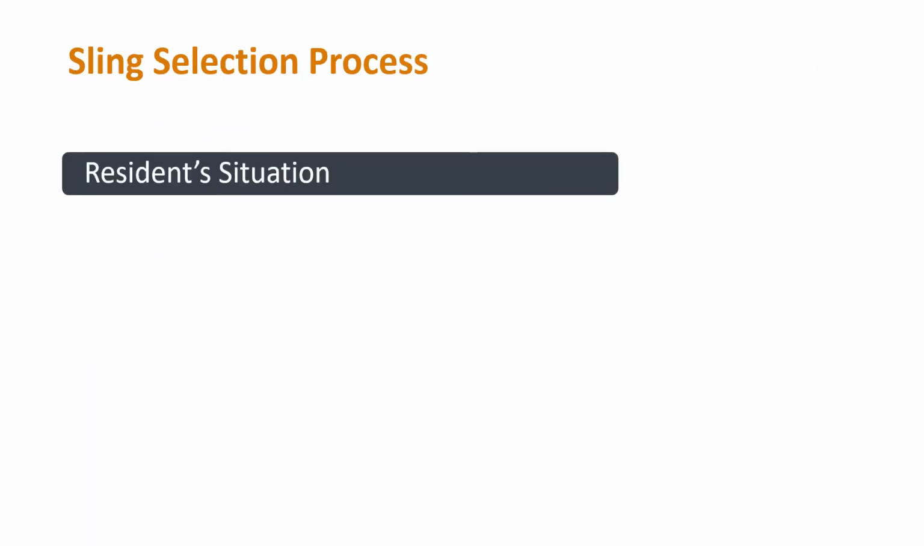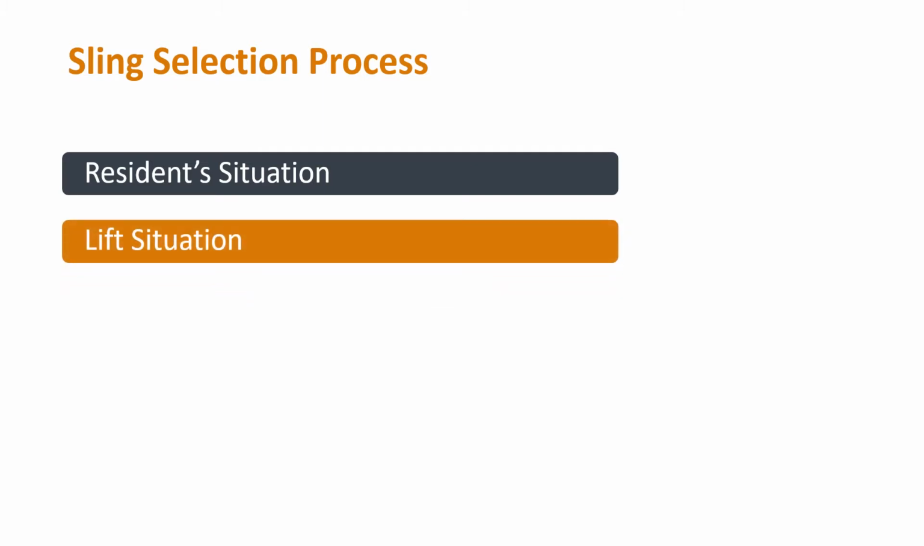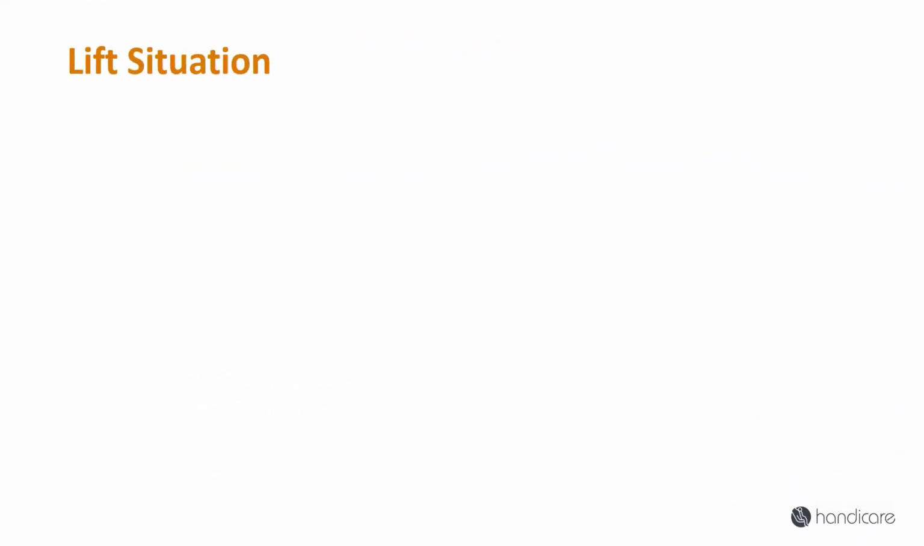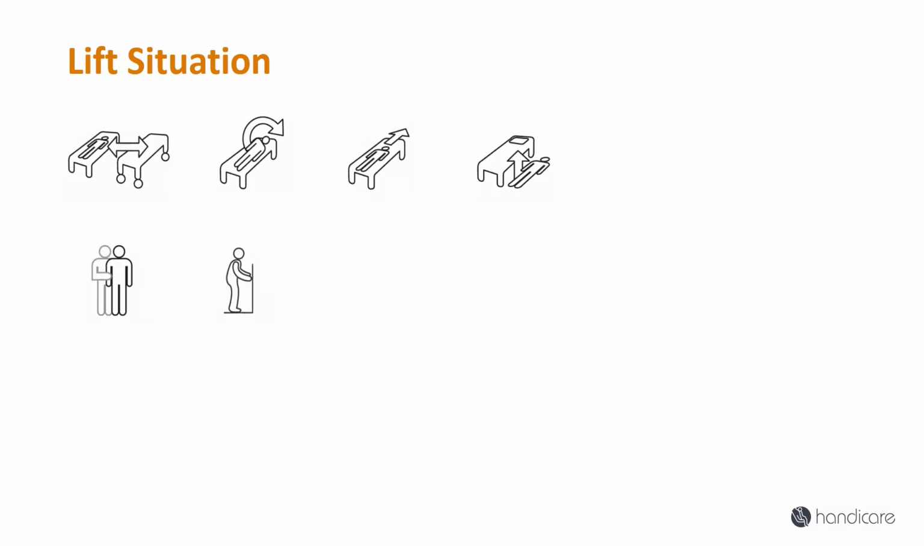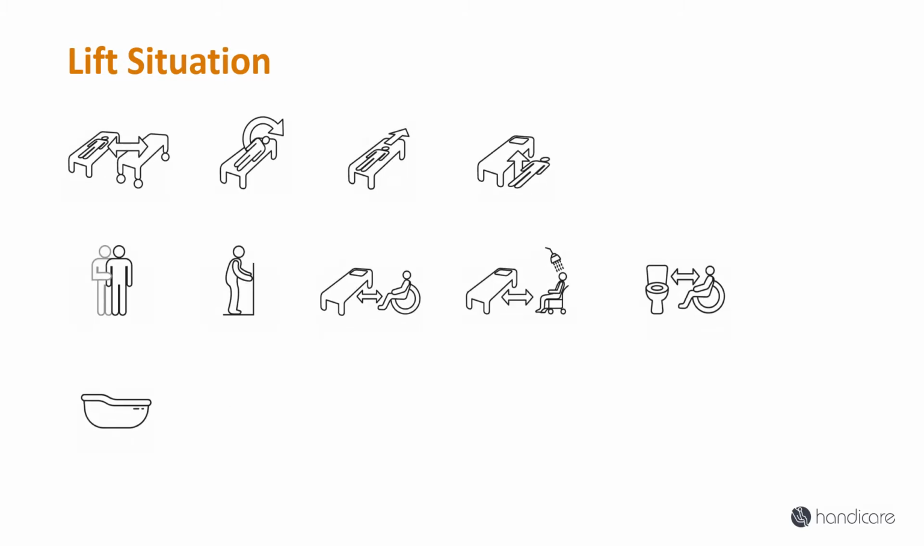Step 2 in the sling selection process is determining the resident's lift situation. This information is gathered during the initial assessment of the resident performed by the healthcare professional. The lift situation is a list of the types of lifts and transfers the resident requires. Often the resident requires more than one type of lift or transfer, and you may require more than one type of sling style to meet the resident's needs.